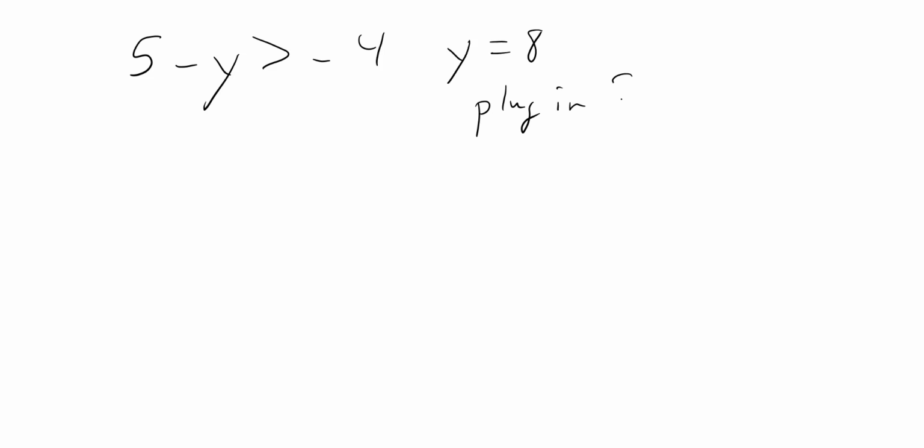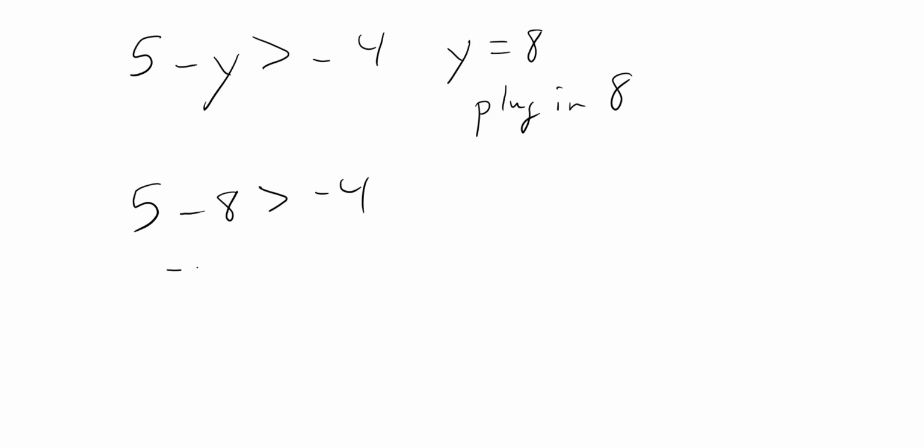5 minus y is greater than negative 4. And I'm going to say y is equal to 8. Again, it might just be comma 8. So again, what are you going to do? You're going to plug it in. Plug in 8 for y. So 5 minus, and then put an 8 there.